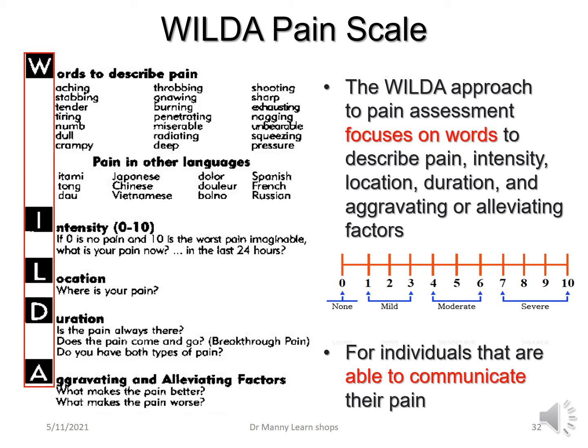What makes it better? And this tool, WILDA, is used for individuals who can communicate effectively what their pain is like. And you don't preempt anything. You can see what you've got there. You can have aching, stabbing, tender, gnawing. You don't do that. You don't preempt their description. You just ask the patient to describe the pain, how bad it is, where it's located, how long they've had it, and what makes it better or worse. That's WILDA.